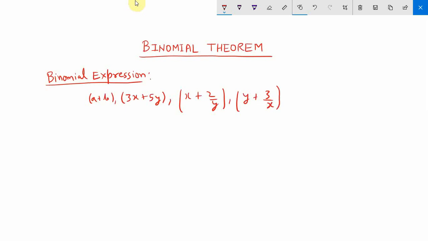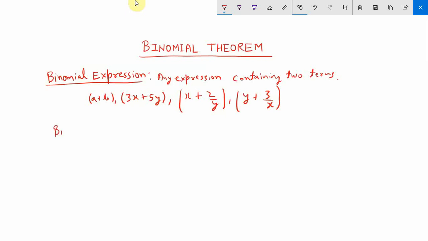So any expression containing two terms is called binomial expression. Two terms, okay? And what is a binomial theorem?